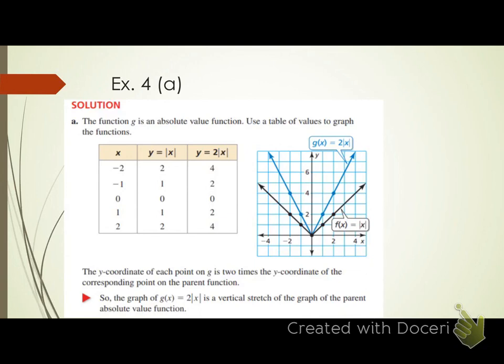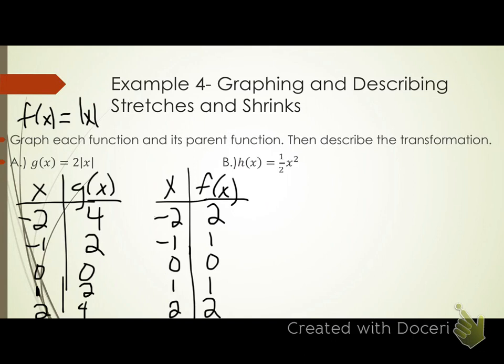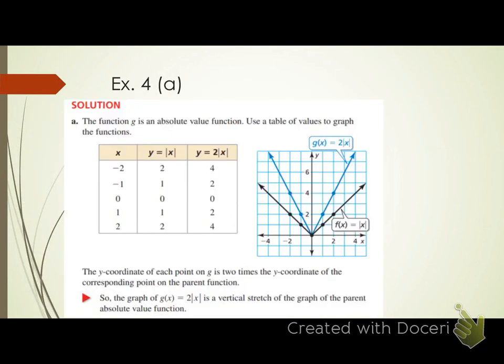So, this blue graph is my g of x function, 2 times the absolute value of x. This black graph is my parent function, f of x equals the absolute value of x. Does everyone see that? So, I graphed it, and it wants me to describe my transformation. Does it look like I stretched my parent function, or does it look like I shrunk it? Looks like I stretched it. Looks like I took it right here and I pulled it farther away from the x-axis.